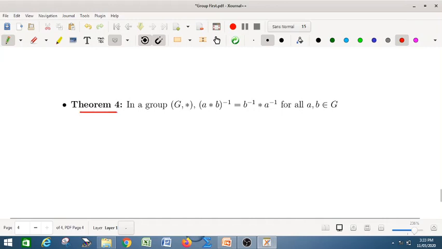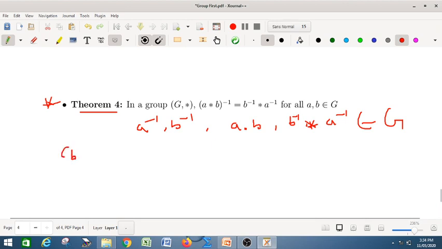Today's last theorem of our lecture. In a group G circle, there is another important theorem, but I will prove this one: A star B whole inverse is B inverse star A inverse for all A, B belonging to G. This is also a very important theorem in groups. A composition B whole inverse is B inverse composition A inverse. Now suppose G is a group and A, B belong to G, so A inverse, B inverse, and A composition B and B composition A inverse both exist in G. Clear?